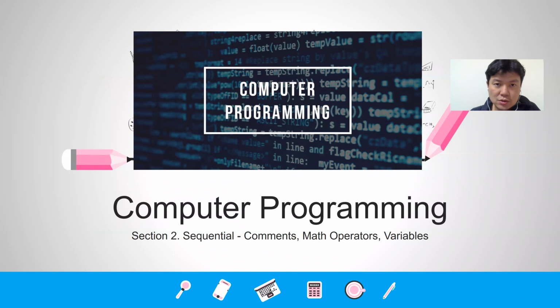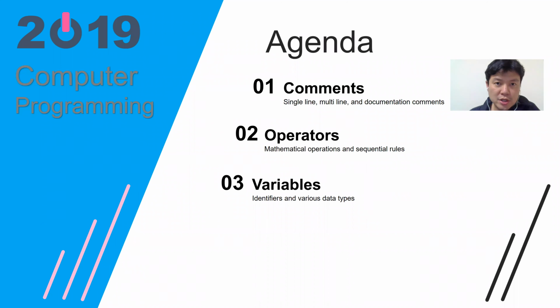In this chapter, we are going to learn three things. The first is we are going to learn about commands: what is a single line command, multi-line commands, and the documentation comments. The second thing we are going to learn about is the operators, such as the mathematical operations and sequential rules. And the third thing we are going to learn about is variables, how to create the variables and the various data types in Java.